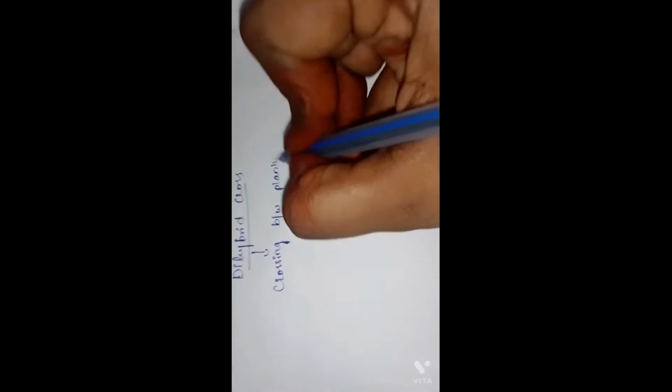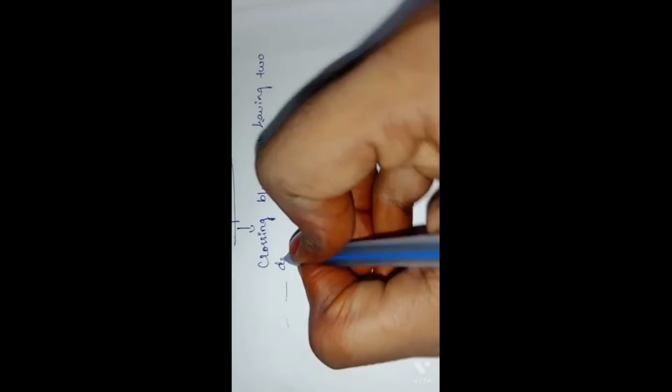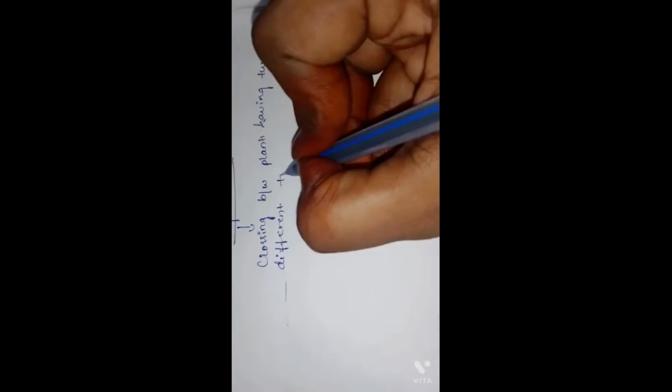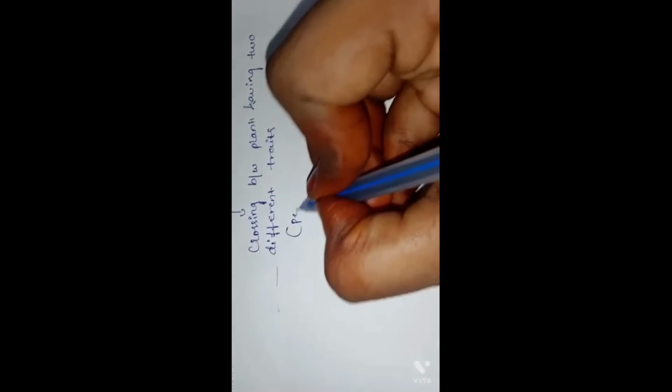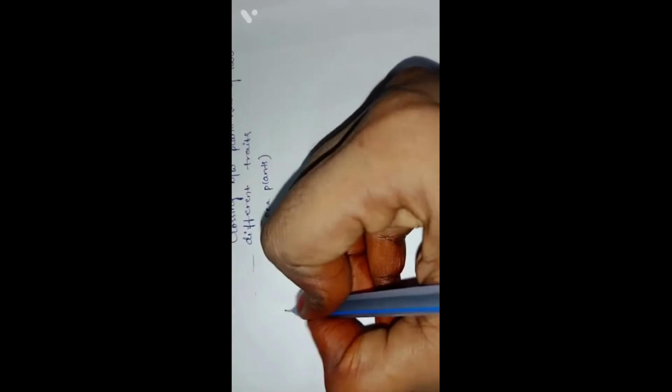In this dihybrid cross, we are going to cross two plants having two different traits. The plant we are going to use is the pea plant. This pea plant is the experimental tool of Gregor Mendel, who is called the father of genetics. Here, we are going to take two different parents with two different traits.